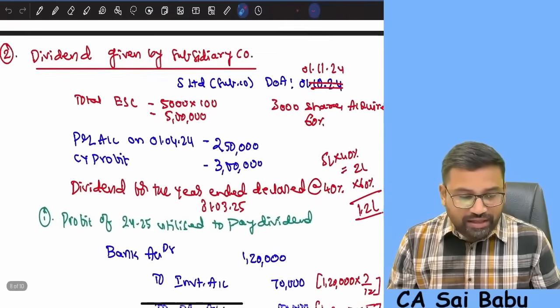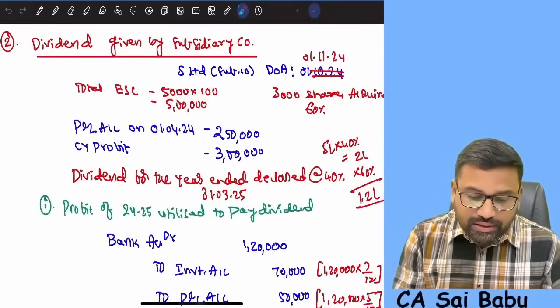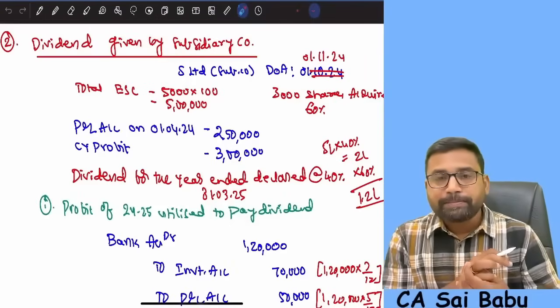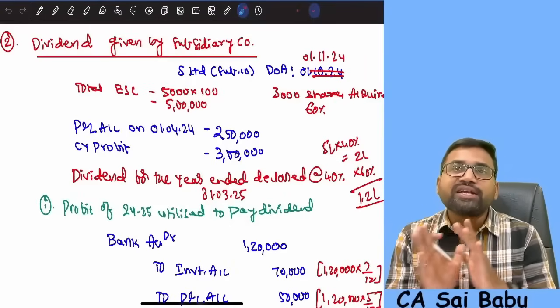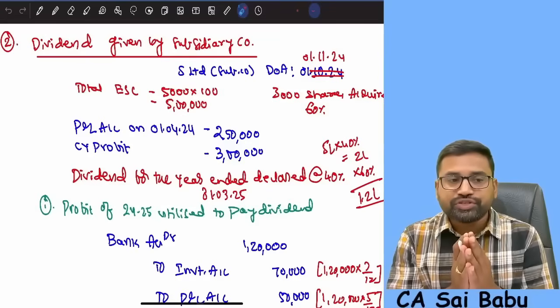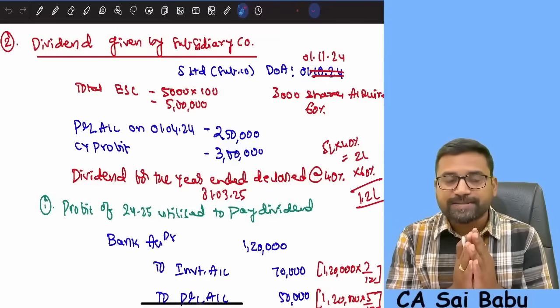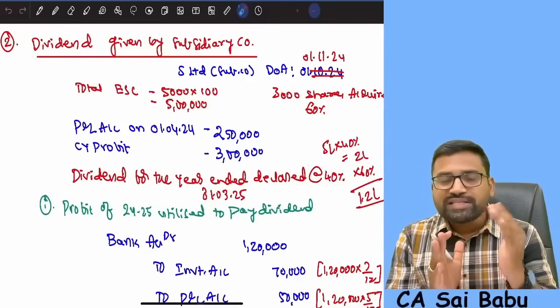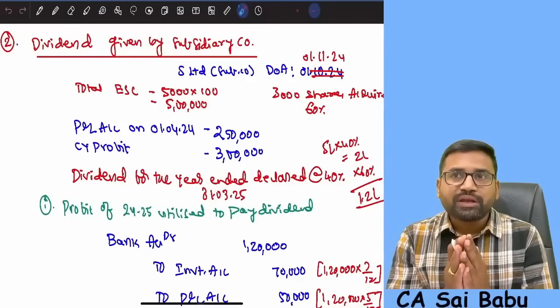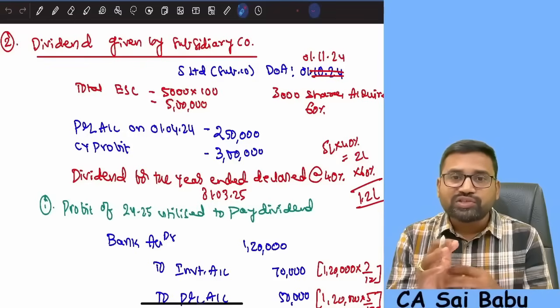Now the second important adjustment when you are analyzing the subsidiary company's reserves and surplus is the dividend given by the subsidiary company. When a dividend is given by the subsidiary company, obviously the subsidiary's profits will reduce. So that is very much relevant when you are analyzing the subsidiary company's reserves and surplus. Understand? When the subsidiary company gives any dividend, whatever the share of the parent company in that dividend, what the parent company will do depends upon which source of profits the subsidiary company utilizes to pay this dividend.